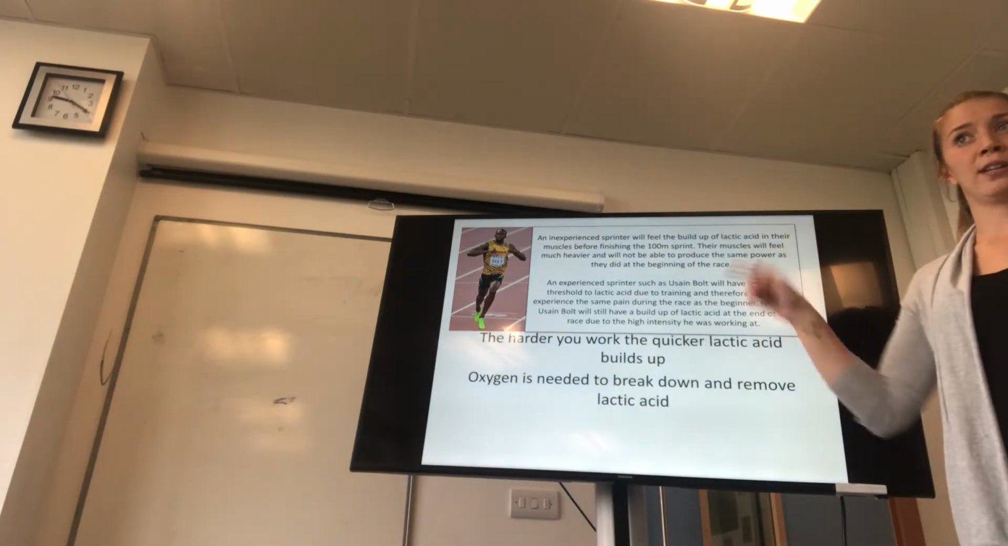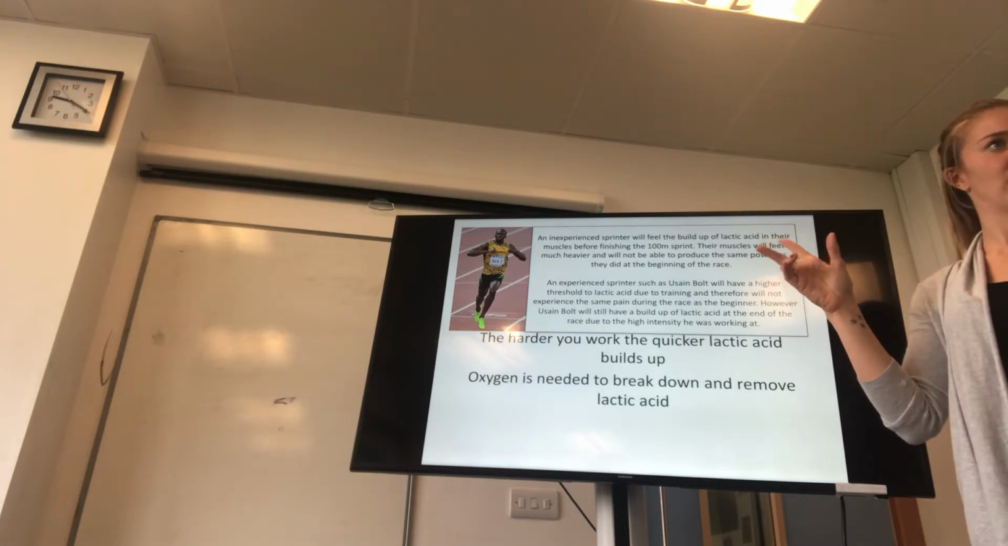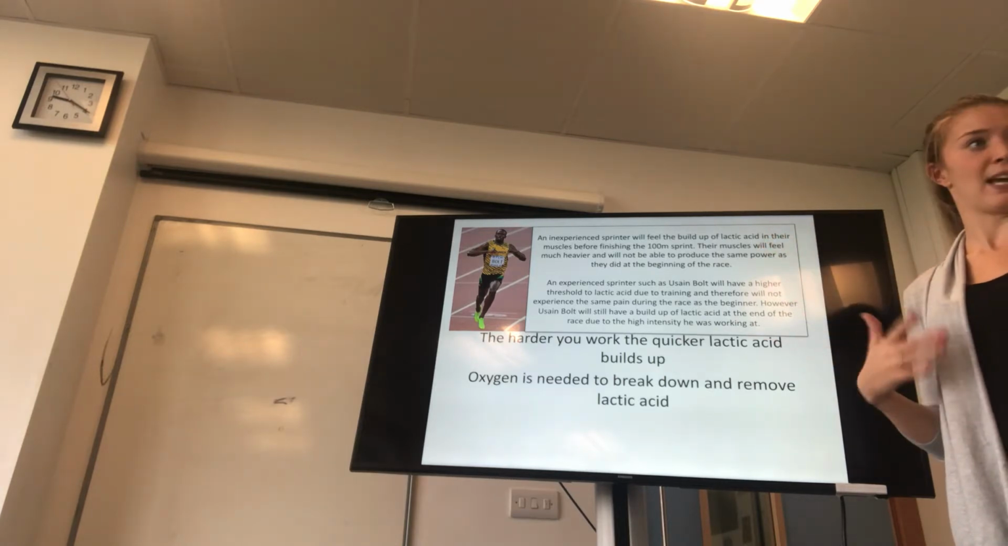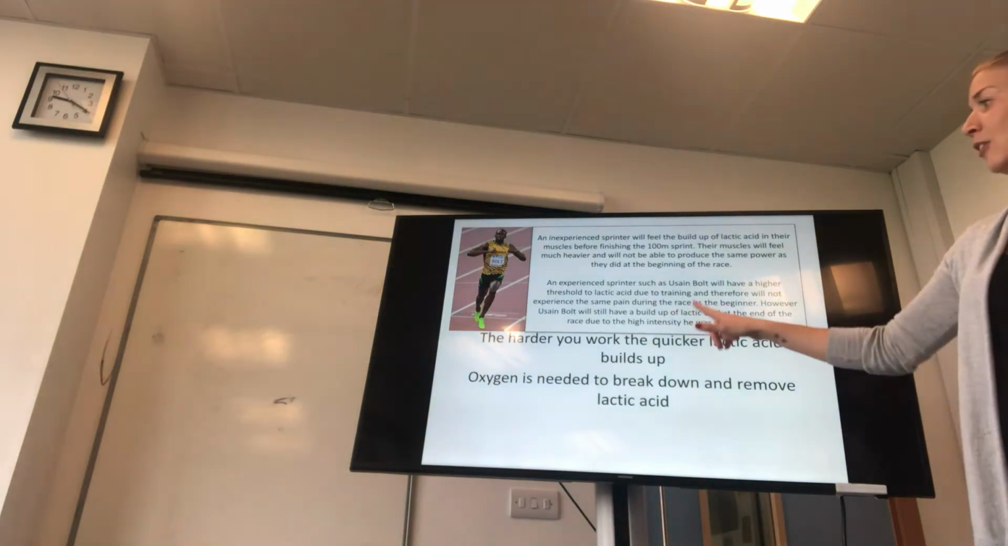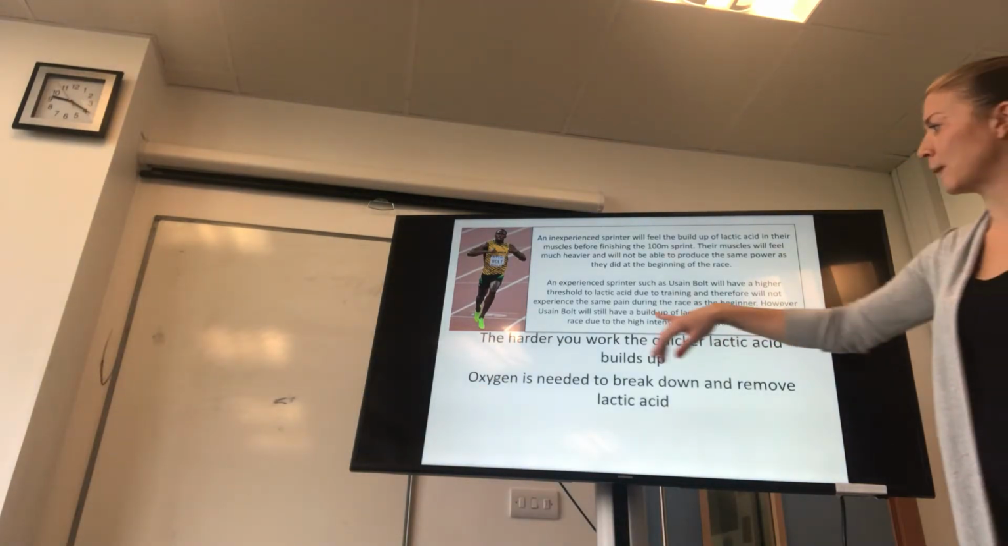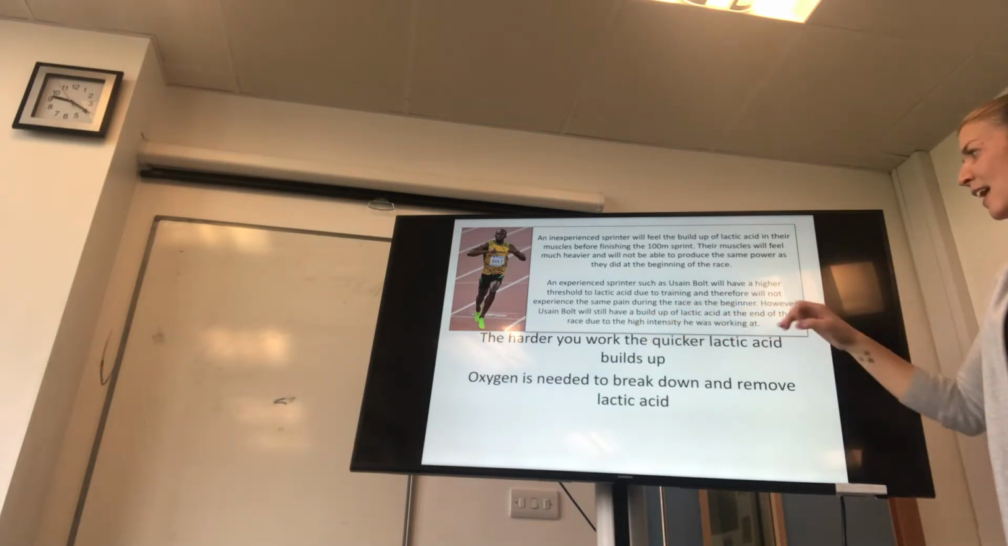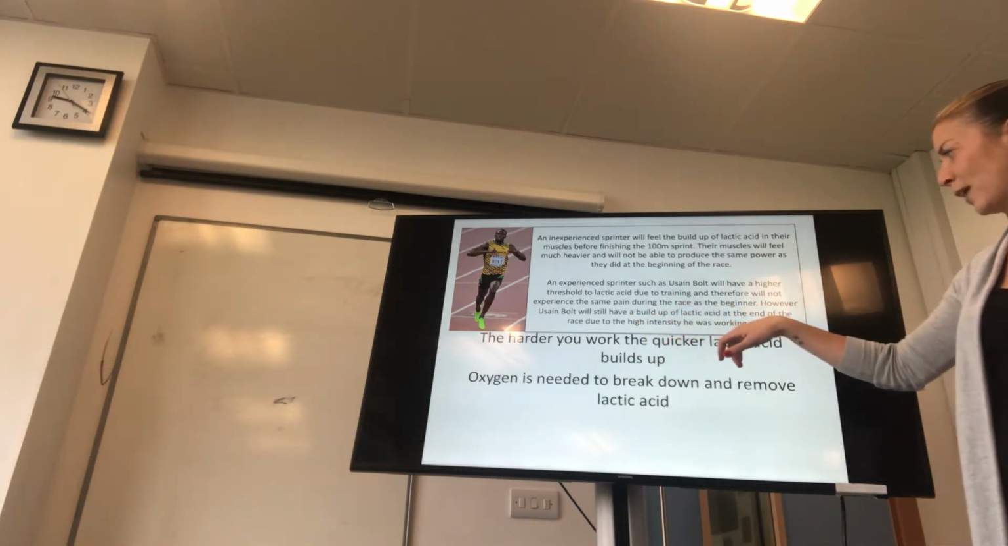So what we're going to look at next lesson is all about the impact of exercise, and how our bodies adapt to everything we do. So if we train, our bodies get better. So obviously he trains a lot. However, Usain Bolt will still have a build-up of lactic acid at the end of the race due to the high intensity he was working at.